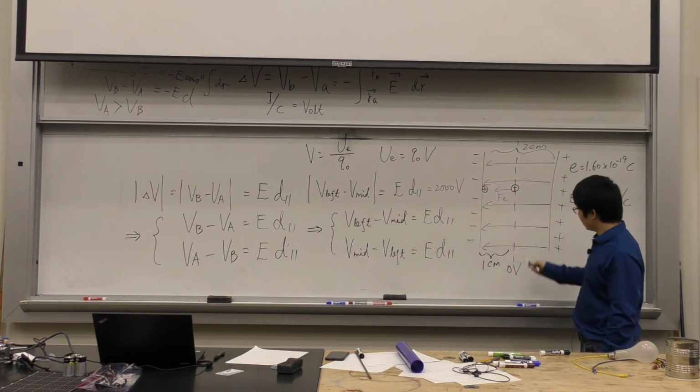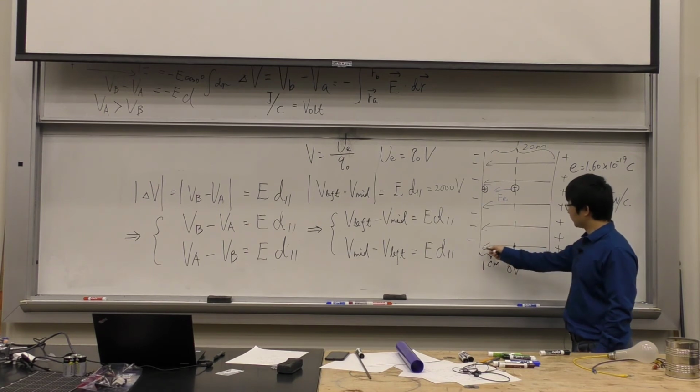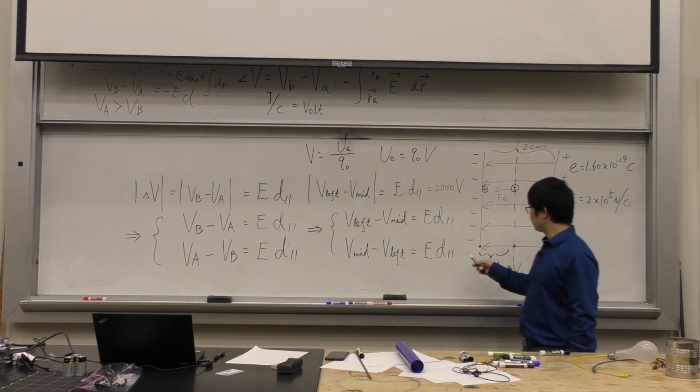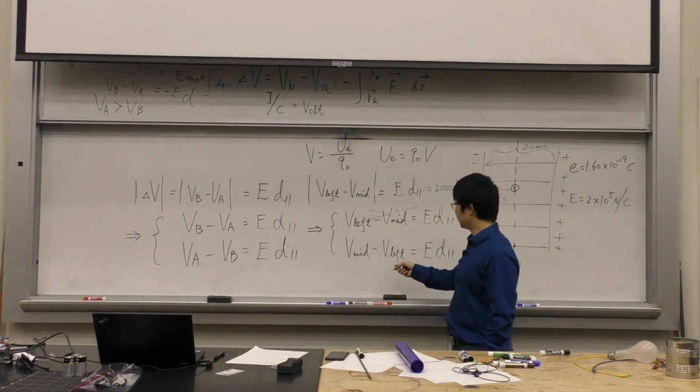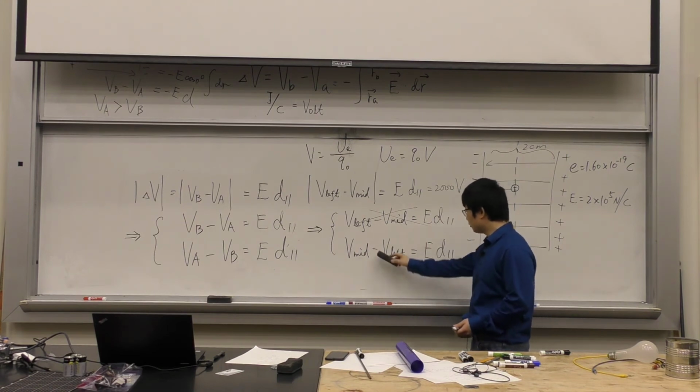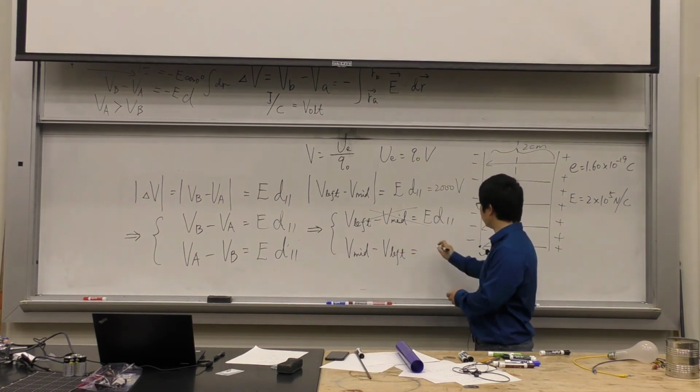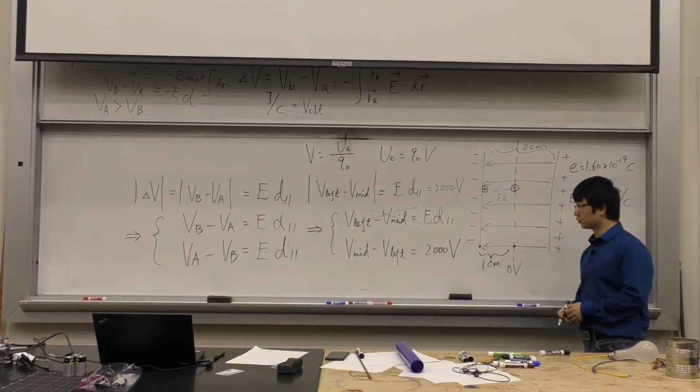So that means this point, even if I don't know any number, is going to be higher than that point, okay? So it should be V middle minus V left equals this number. So this is wrong, actually. I should pick this relation. So V middle minus V left is going to be 2,000 volts, in this case, from the direction of the electric field lines.